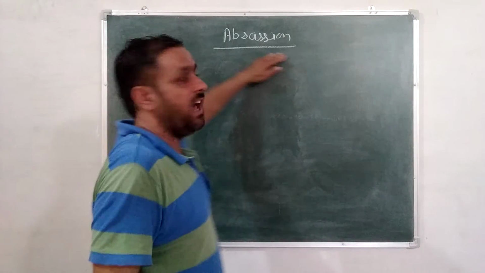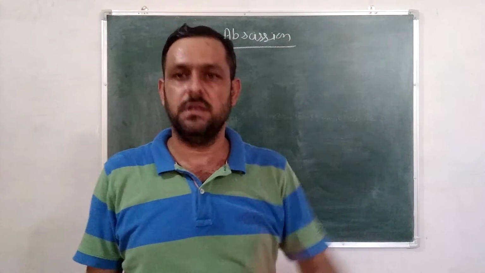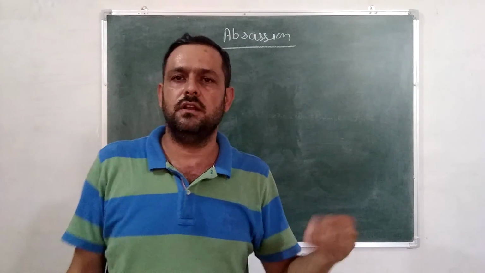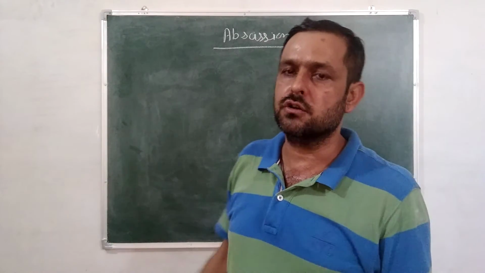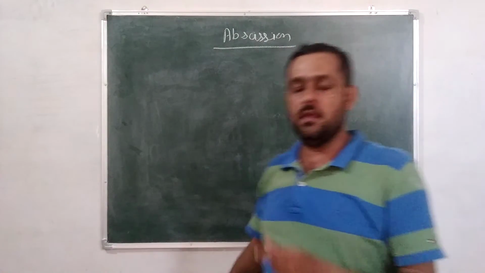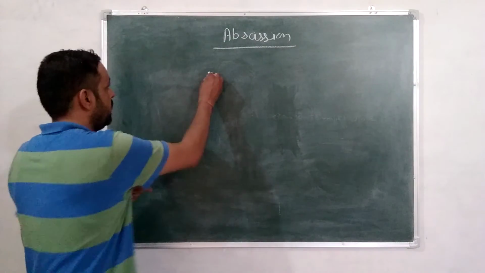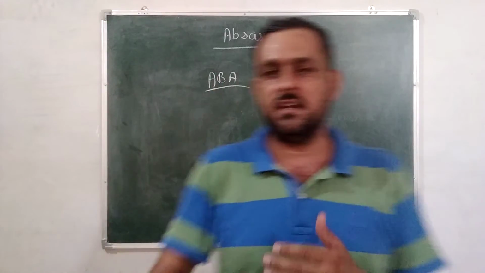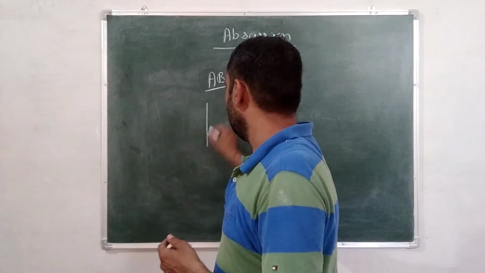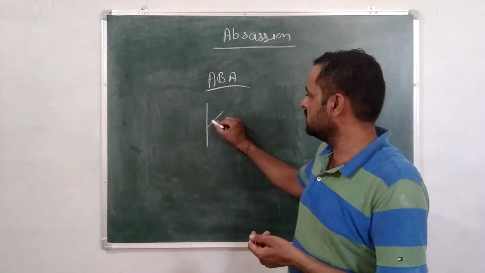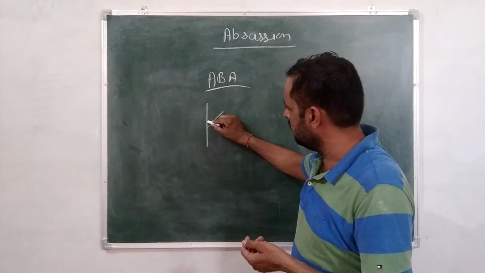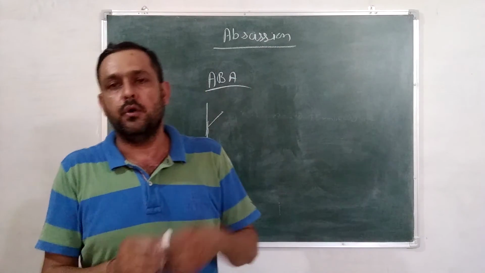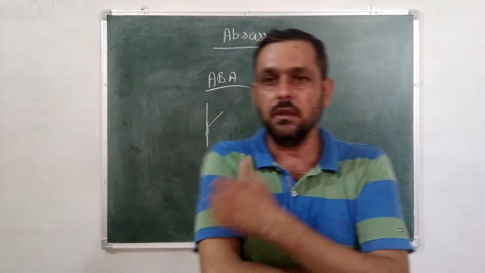Our next topic is abscission. What is abscission? The detachment from the main plant of any part of the plant, meaning leaf, fruit, flower, is called abscission. First of all, the abscisic acid hormone makes an abscission layer between any two structures, meaning this is the leaf and this is the stem.